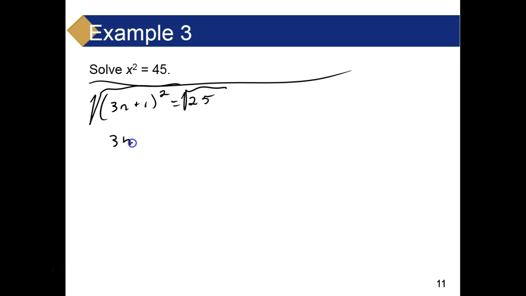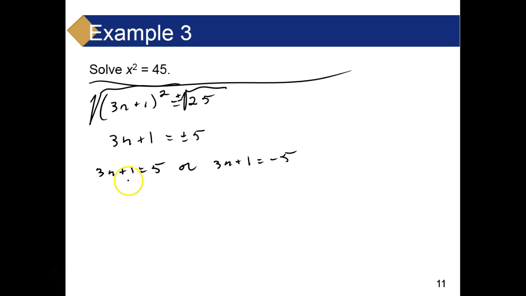3n + 1. And then what's on the right-hand side? Oh, well, you let me get away with something, didn't you? When I write this on the other side, what do I have to do? Plus or minus, why didn't someone correct me? Equal to, what's the square root of 25? Plus or minus 5. Okay? This is where you get your two solutions. First solution is 3n + 1 = 5, or 3n + 1 = -5.